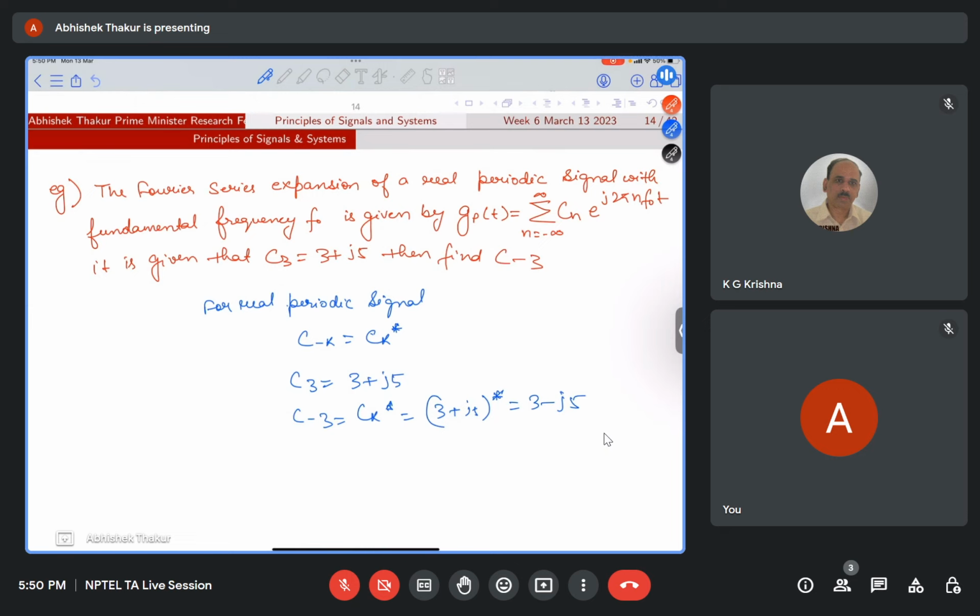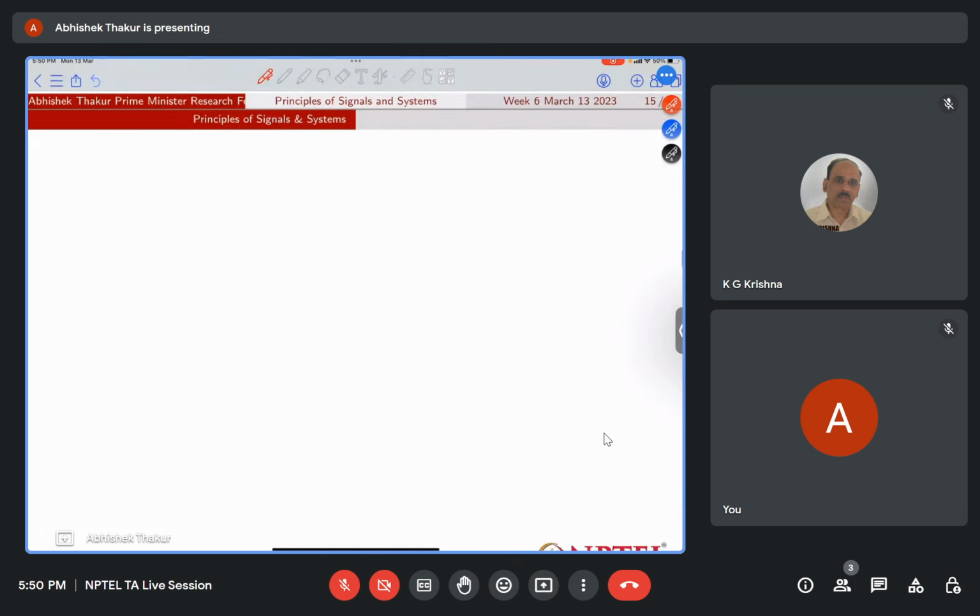So next we will see Parseval's theorem, as it is really important for the GATE examination. This is also called Parseval's power theorem.